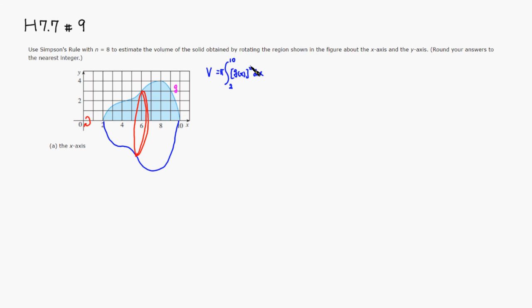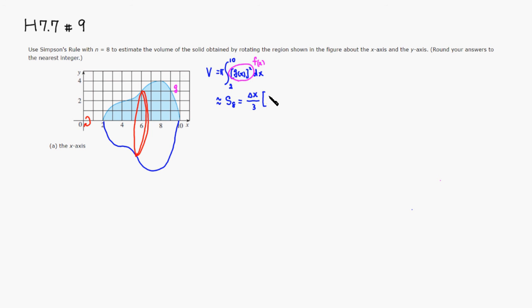We want to approximate this using Simpson's rule. So it's going to be Simpson's rule, n is 8. This is going to be delta x divided by 3. That's part of Simpson's rule. I'm going to call this f of x, which is the square of g.